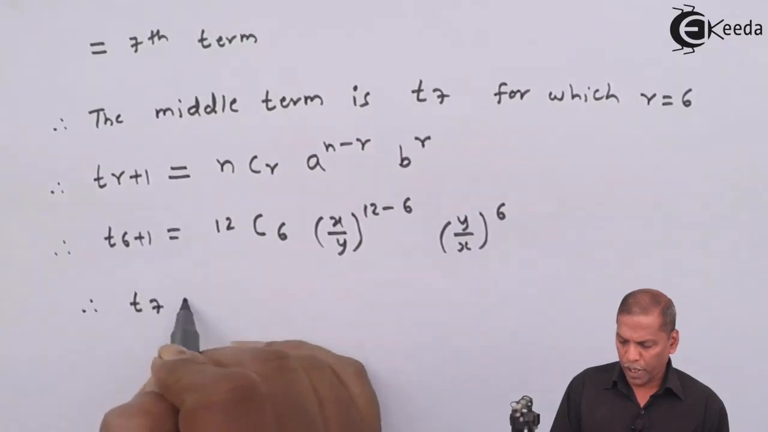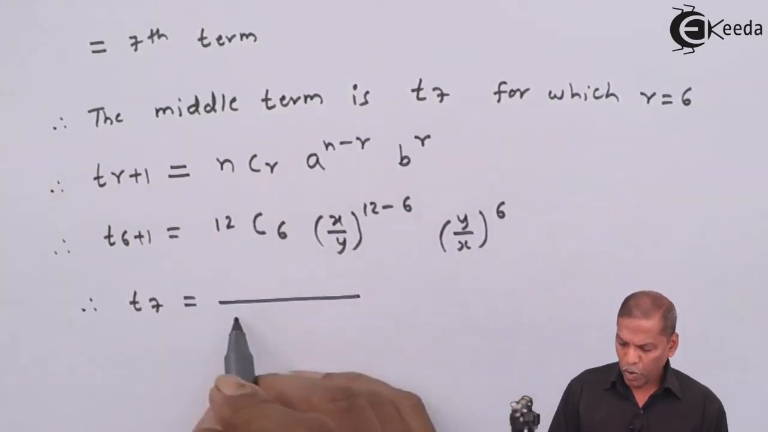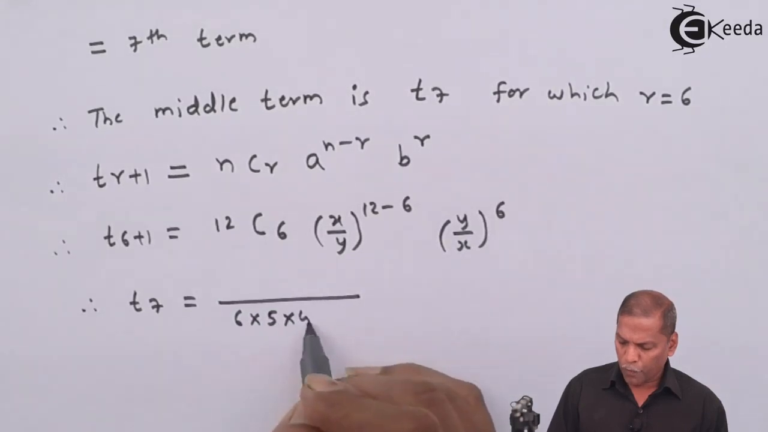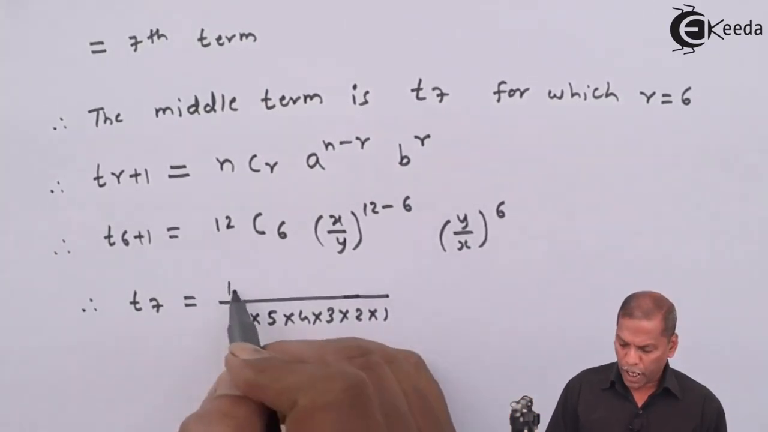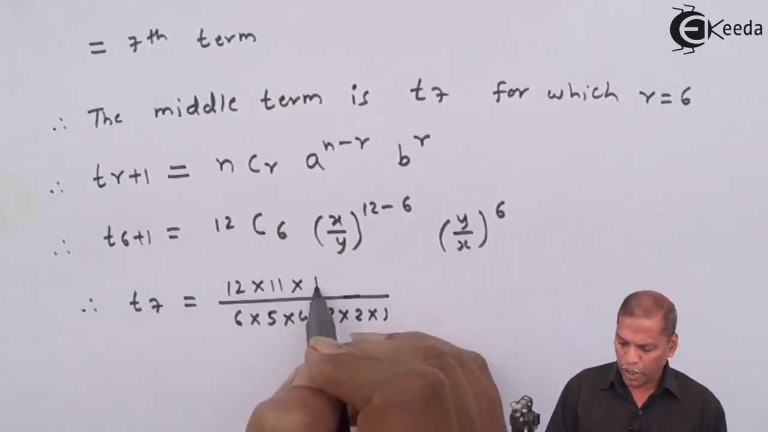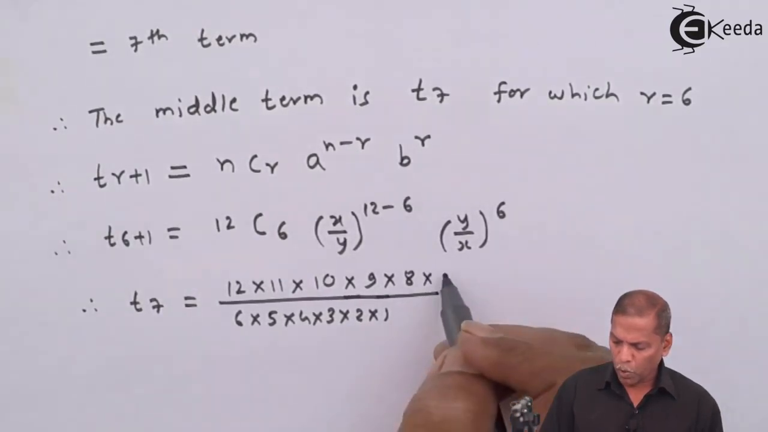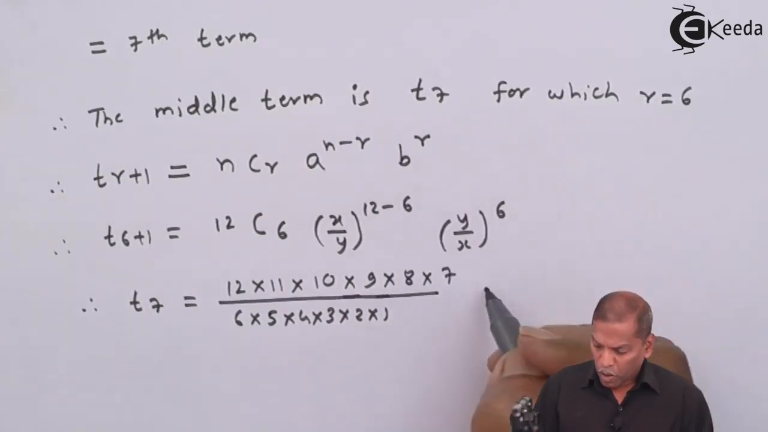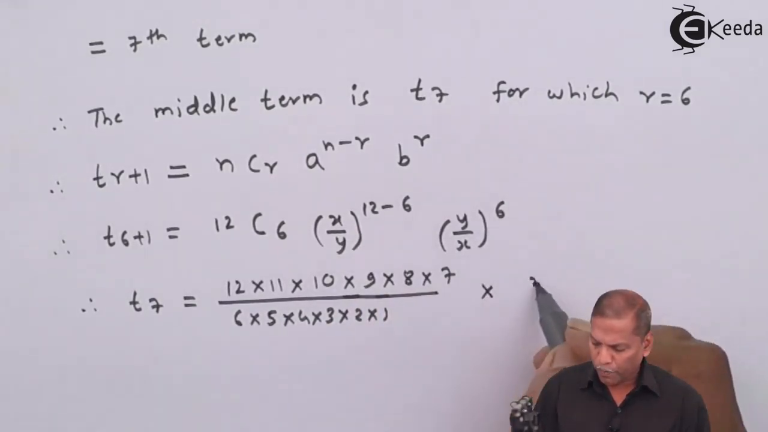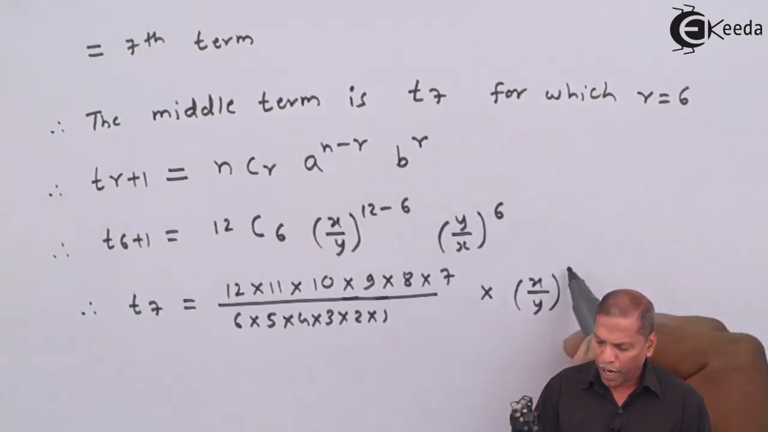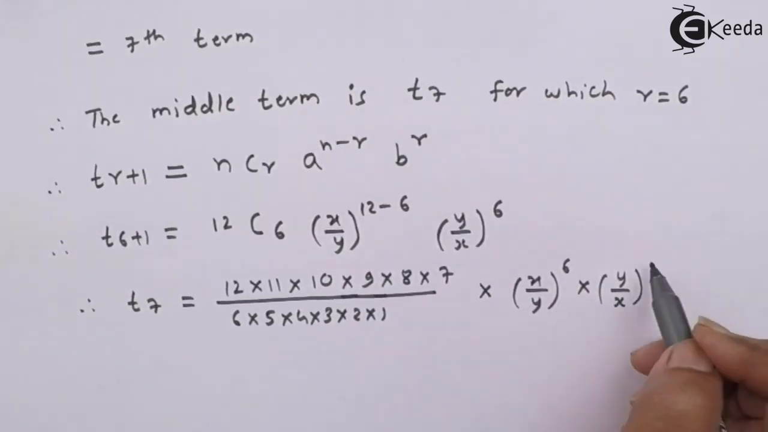Therefore, T7 is equal to 12C6, which can be simplified as 6 into 5 into 4 into 3 into 2 into 1 in the denominator, and the upper number we start from 12 into 11 into 10 into 9 into 8 into 7, into now (x upon y) whole bracket raised 12 minus 6 gives 6, so that is (x upon y) whole bracket raised 6 into (y upon x) raised also 6.